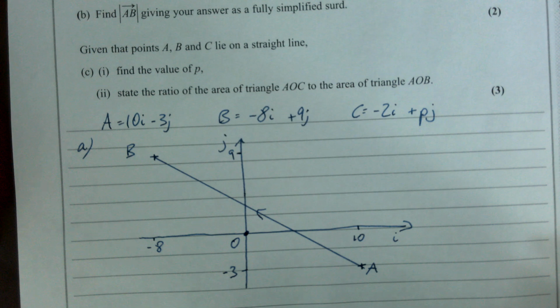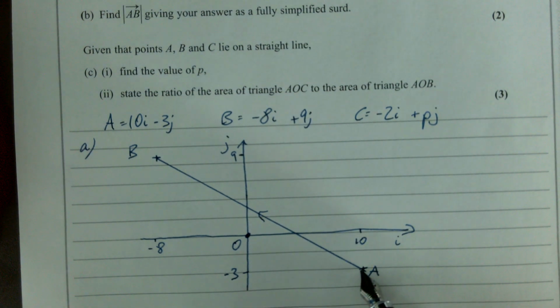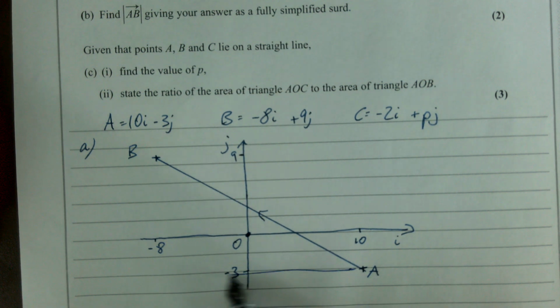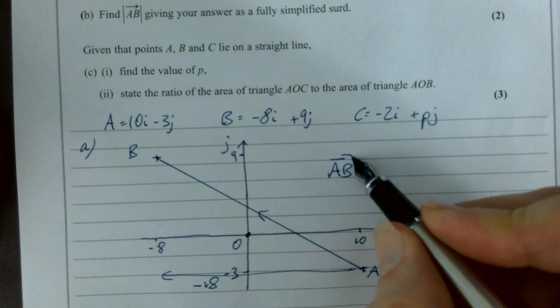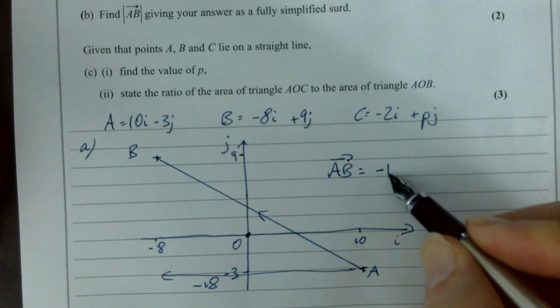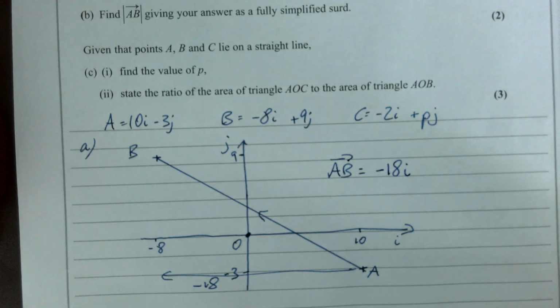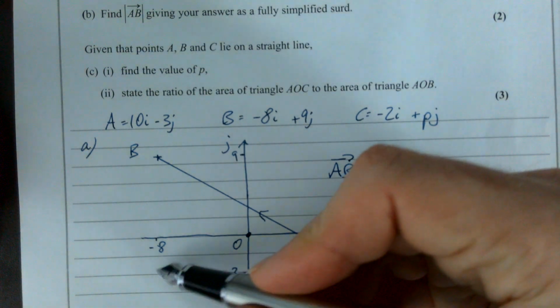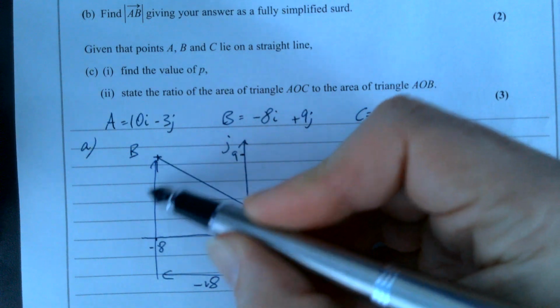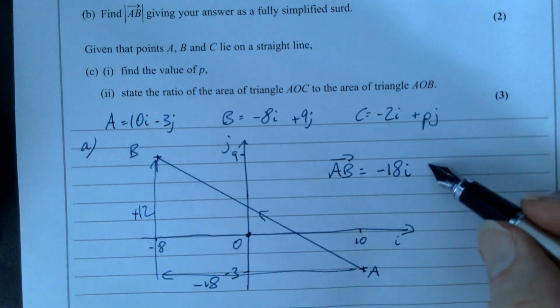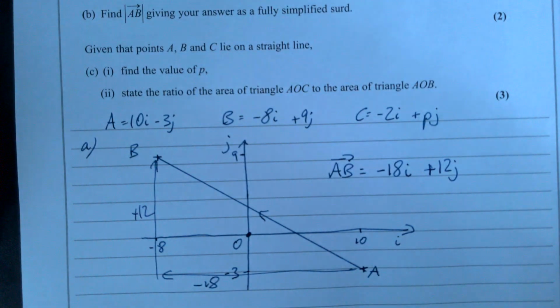So what is going on? Going from A to B, I'm going 10 back to there and then another 8. So that is a distance of minus 18. So that's giving me AB being negative 18i. And we always write that one first, a bit like coordinates really. And then we're going up 3 plus 9, making 12. So plus 12j. And that's all that is.